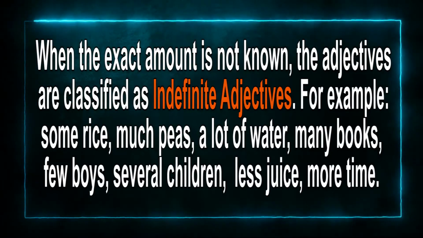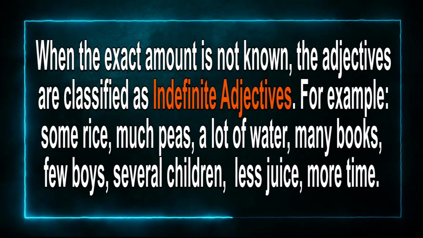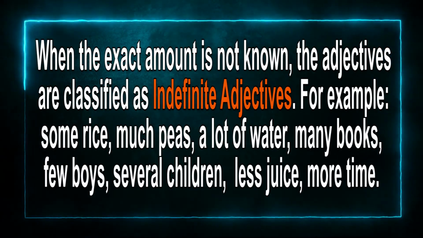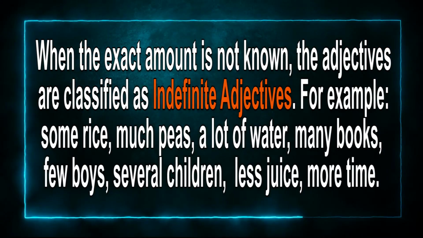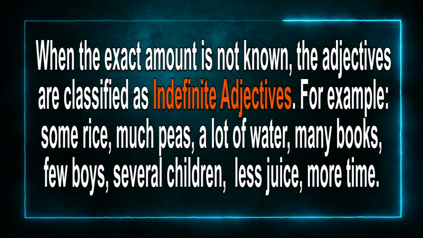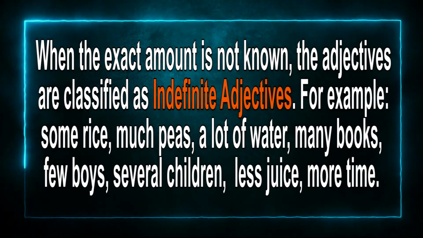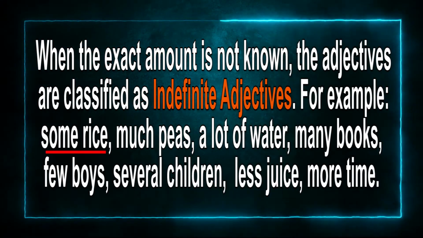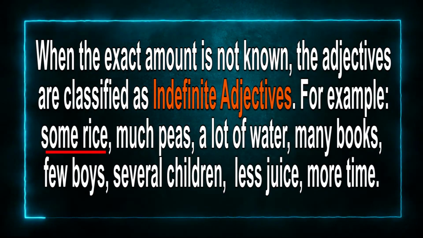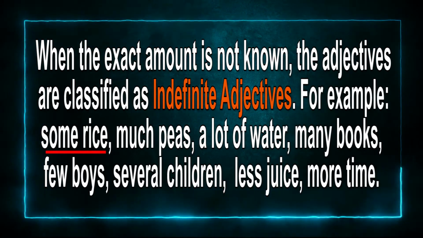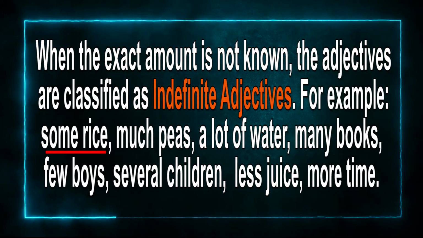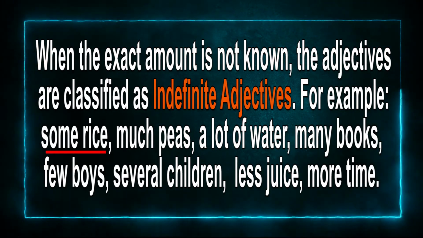Additionally, when the exact amount is not known, the adjectives are classified as indefinite quantitative adjectives, or some might just say indefinite adjectives. For example, some rice. Some here is the indefinite adjective, and it doesn't indicate a direct quantity.